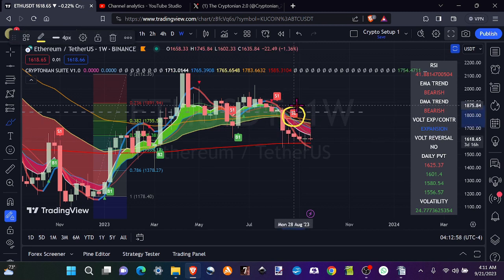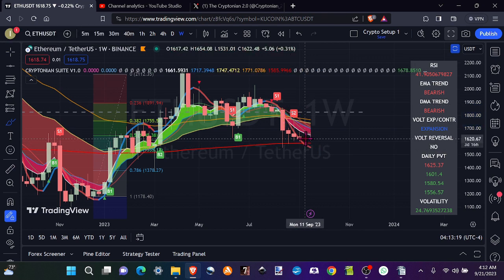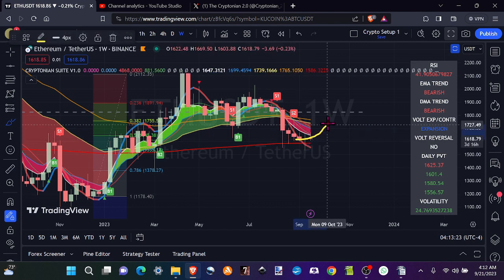So we have to be careful here, especially with Bitcoin running into resistance. Now it's all up to Bitcoin at this time. If Bitcoin breaks above the resistance, pushes higher, and holds that trajectory for some weeks, then it looks like Ethereum would probably do the same and break higher here.